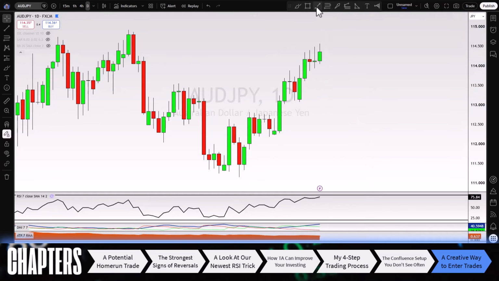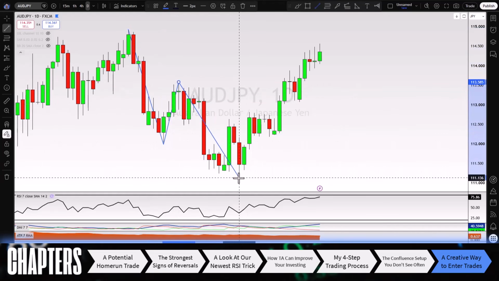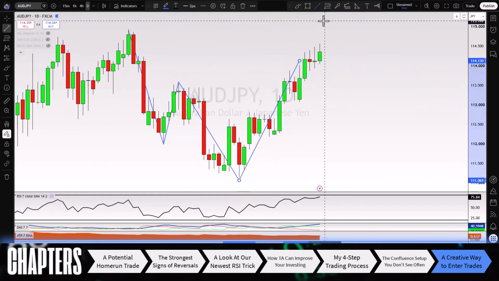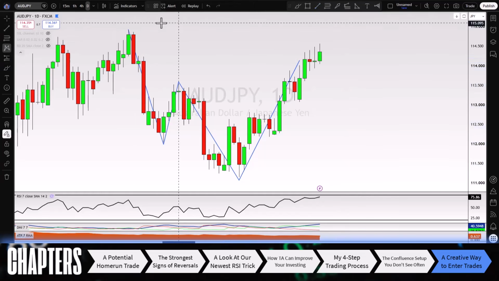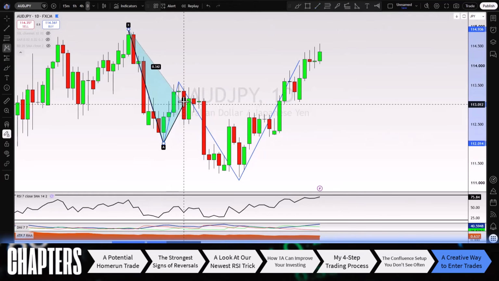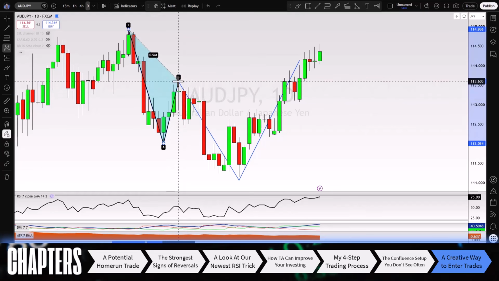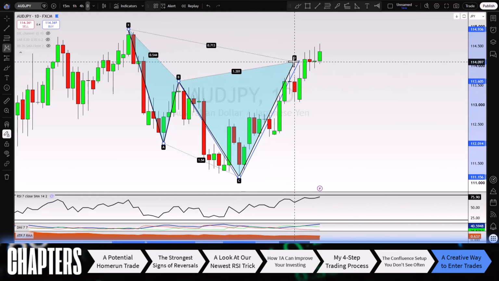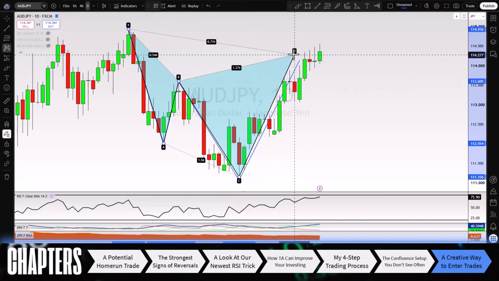So we have our Cypher pattern starting as always with our swing high to swing low, our X to A leg, our retracement back up being our A to B, our extension to the downside being our B to C, and then our move back up to the 786, which I believe was right about there, as being our CD completions. Let me just get this on once again, X to A to B, B to C, and then our CD completion, a little bit off there, right up here.